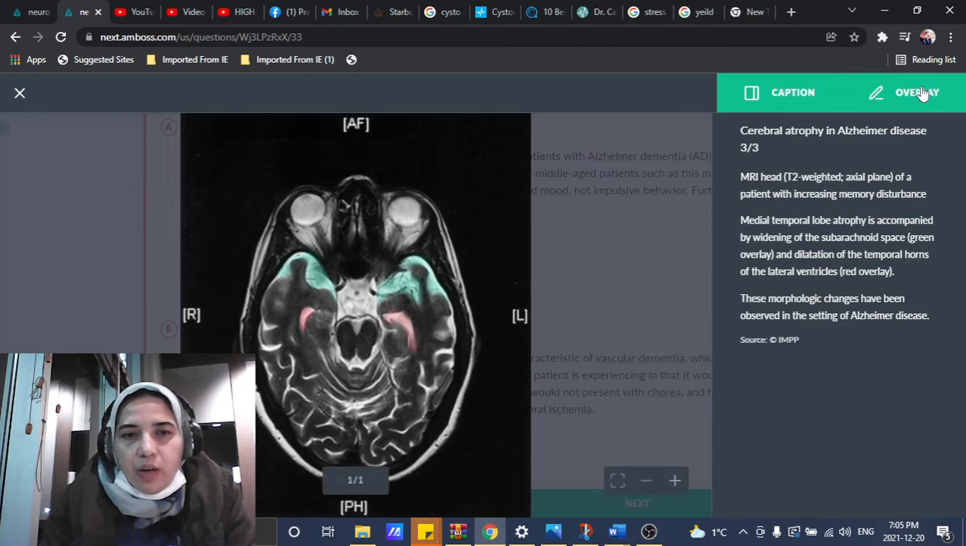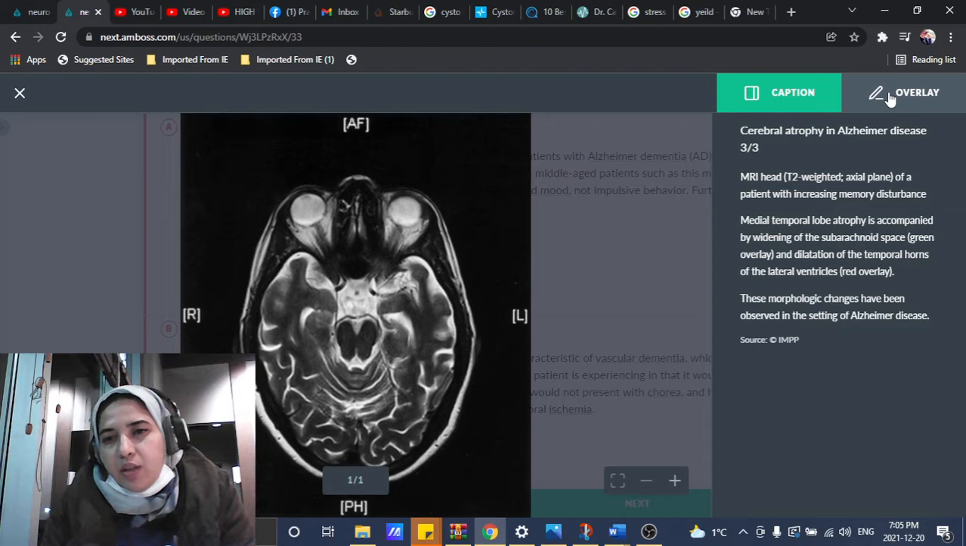So where are we looking at? Okay, so these are also T2 weighted MRI images. Medial temporal lobe atrophy, so that's what we're looking at here. That's going to be in green, and dilation of the temporal horns of the lateral ventricles. So remember, you're going to have atrophy of the brain or the cortex, and a response to that is dilation of the ventricles. So that's what you see in red.